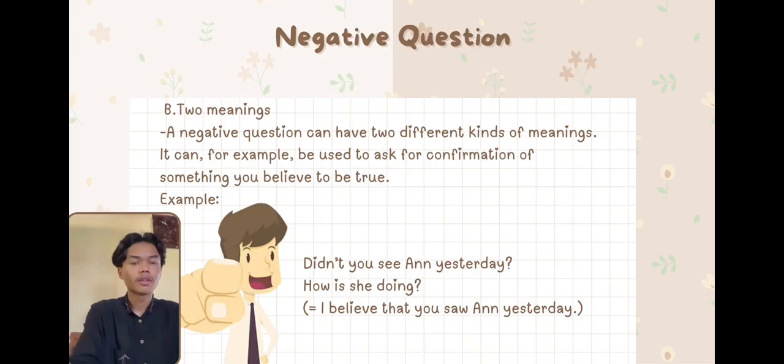Selanjutnya, okay, next. Point B, two meanings. A negative question can have two different kinds of meaning. It can, for example, be used to ask for confirmation of something you believe to be true. Jadi, pertanyaan negatif dapat memiliki dua jenis makna yang berbeda. Bisa, misalnya, digunakan untuk meminta konfirmasi atas sesuatu yang Anda yakini benar.